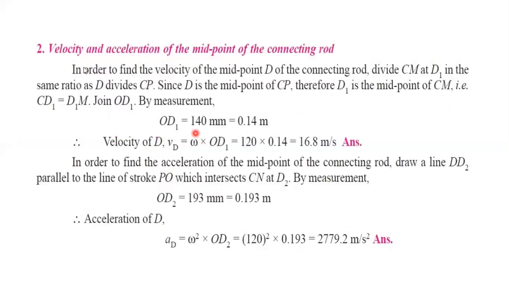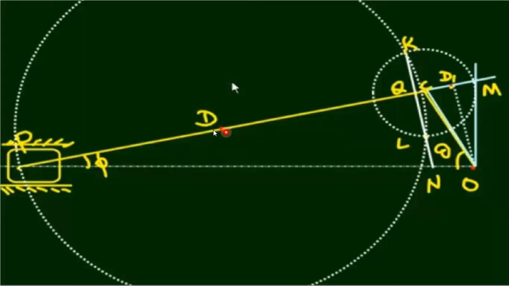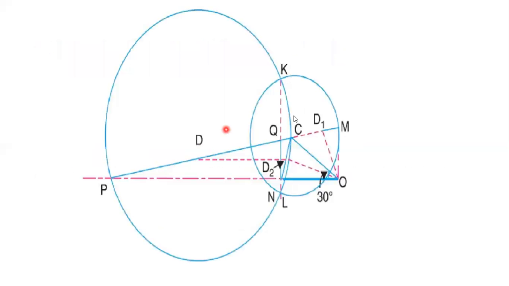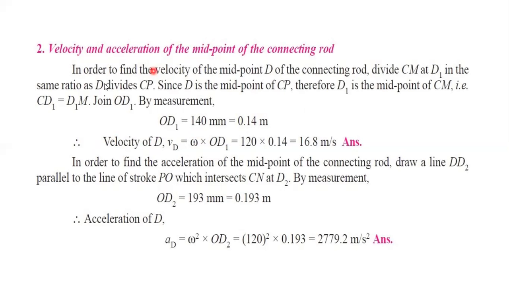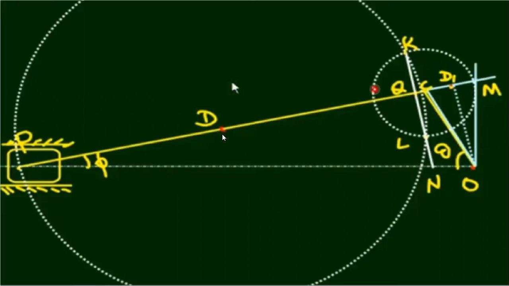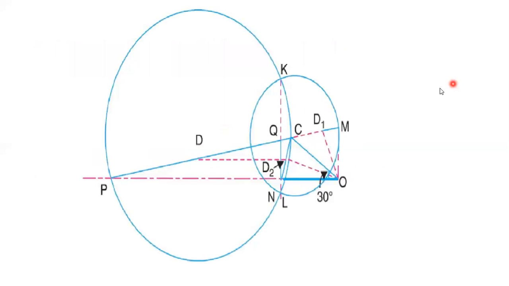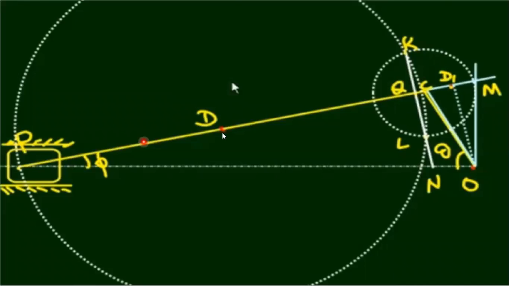The second is the velocity and acceleration at the midpoint of the connecting rod. This is the midpoint of the connecting rod. We need to determine the velocity and acceleration at this point. In order to find the velocity and acceleration of the midpoint D of the connecting rod, divide CM at D1. We have already done that. We divided CM with center D1, and also divided CP with center D.